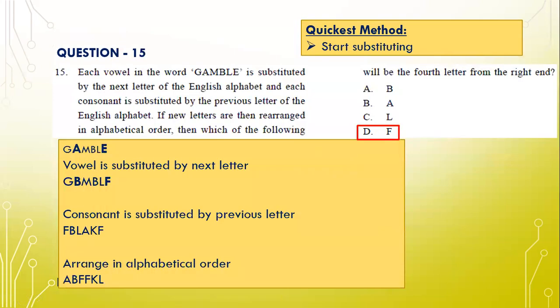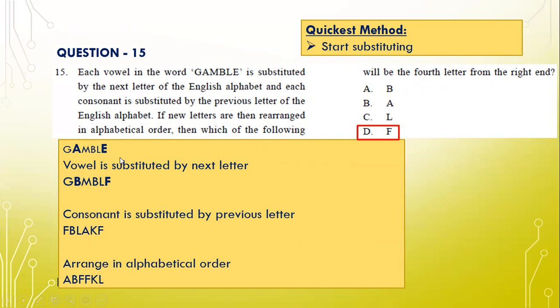Each vowel in the word gamble is substituted by the next letter of the English alphabet. So what are the vowels in gamble? The vowels are A, E, I, O, U. There are two vowels here, A and E, and they are substituted by the next letter of the English alphabet. What is the next letter of A? B. What is the next letter of E?